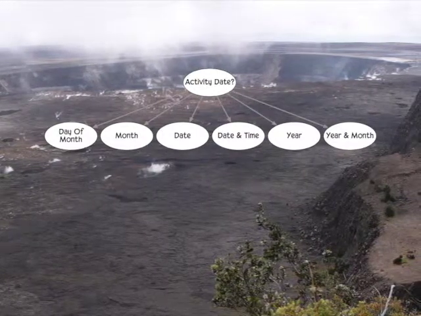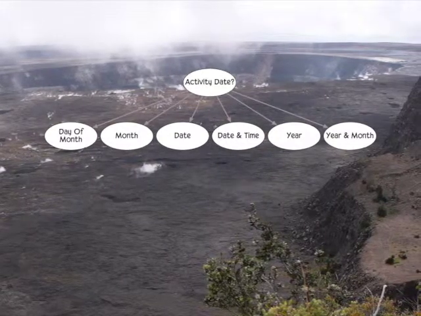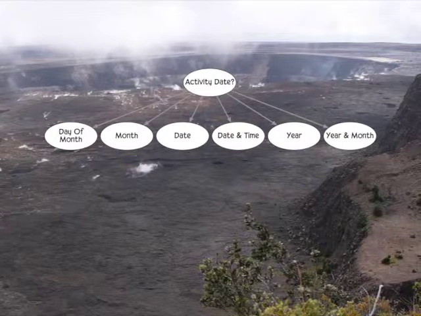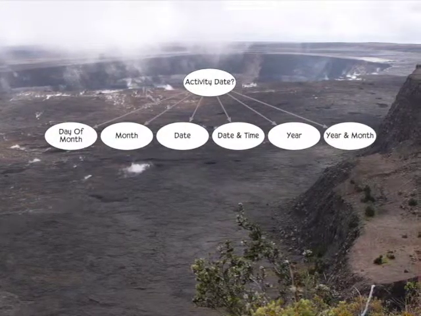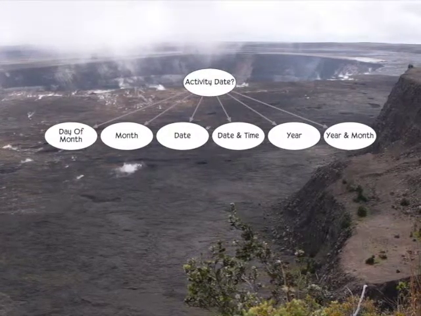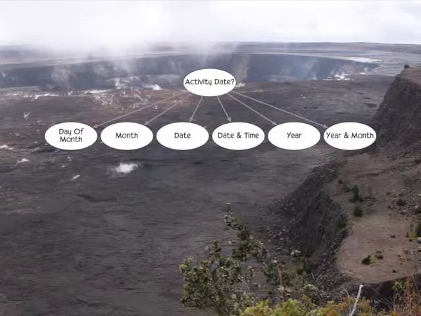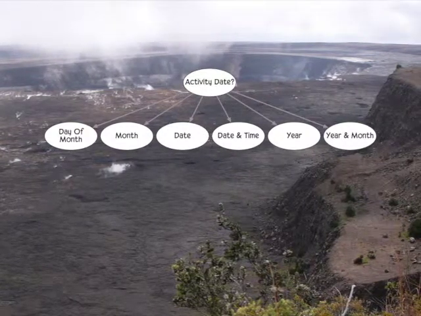Well, yes and no. The term activity date in the NIEM really has 6 different potential meanings. The date can be just the day of the month. If we're talking April Fool's Day, it's 1. Or it could just be the month, April, which is 4. It might be a full date, April 1st, 2000 whatever.